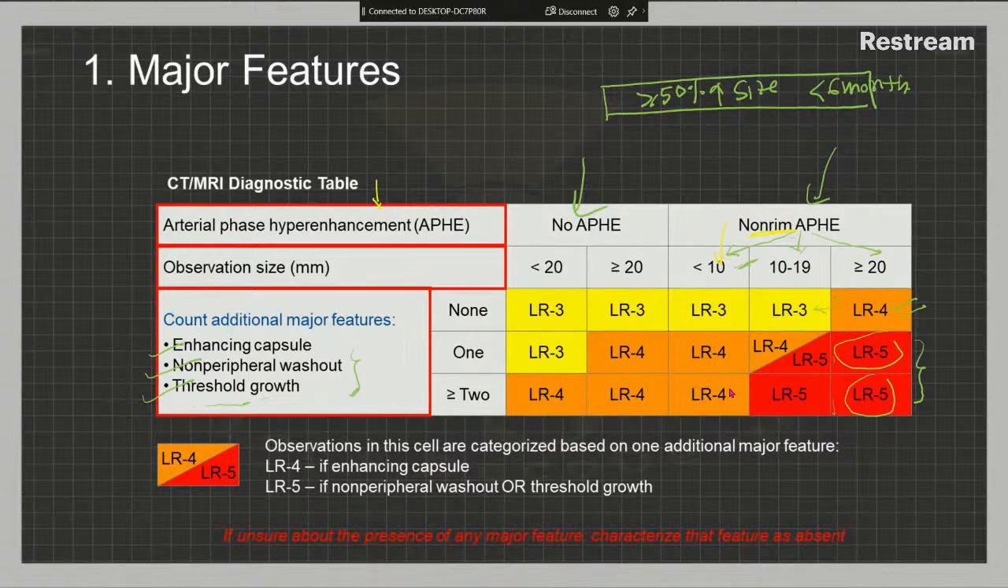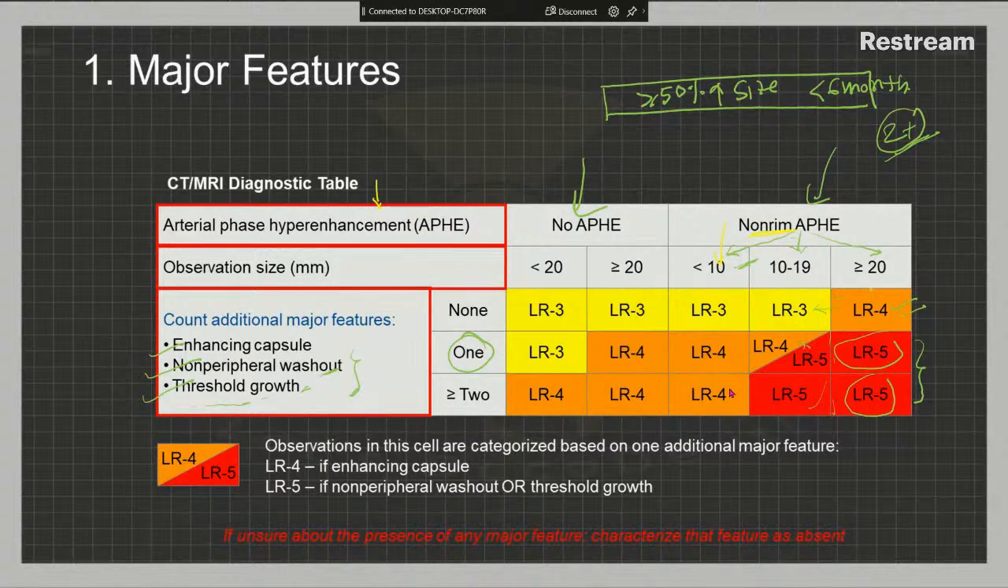And 10 to 19 plus, if you have two major criteria, then they directly put it into the 5. This column is LR-4 or LR-5 depending on the three additional criteria. Only LR-4 or LR-5: if only one additional criterion is present, which one? If the enhancing capsule is present, then LR-4. But if non-peripheral washout and threshold growth are present, then LR-5. That means they put non-peripheral washout and threshold growth as much more important than the capsule, because in some papers they say the capsule is not a true capsule, it's a pseudo capsule. So the importance of a capsule is a little less compared to washout and threshold growth.